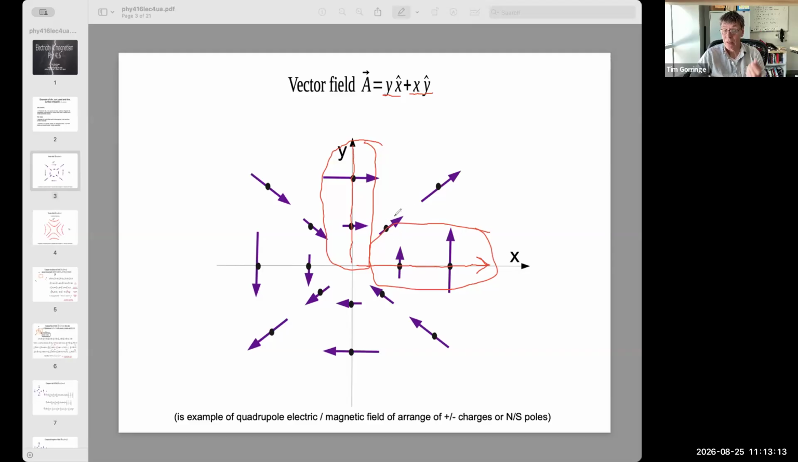Now we've got non-zero x and y values, so we're going to get a field that has components in the x and y directions. It's going to point up something like this. And if we walk further away from the origin, then those x and y values are going to grow. It's going to point up more, something like this. And so that's how I reason these components.